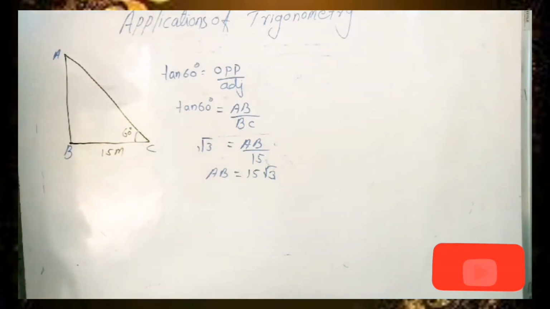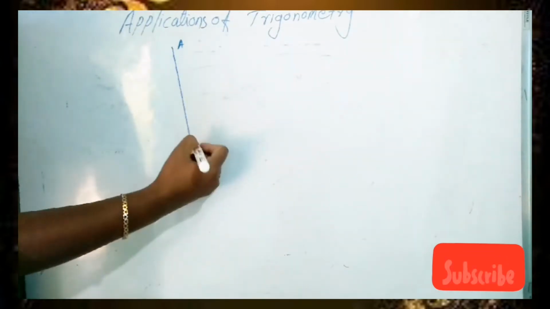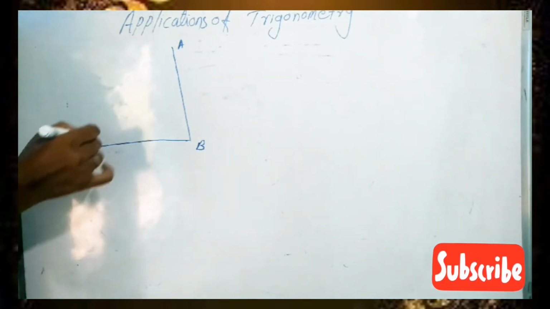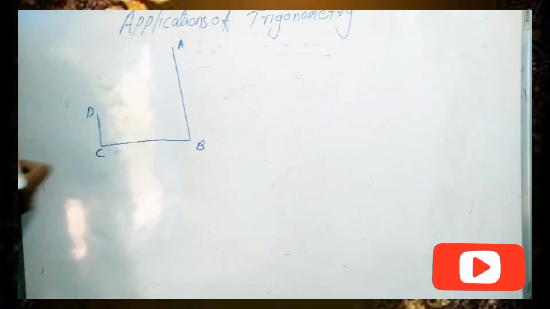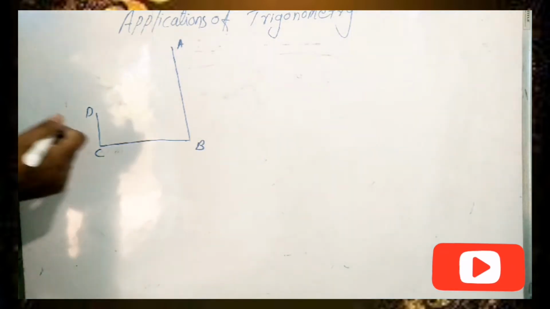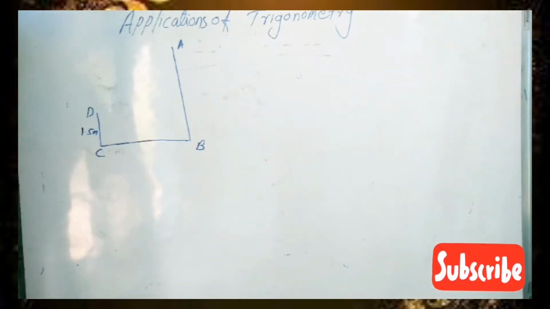So, the observer's height is given in this question. This is our chimney, so let it be AB. And this is our ground level. One observer is standing here. Let it be DC. So DC is our observer. Now, the height of the observer is given in the question, that is 1.5 meters.